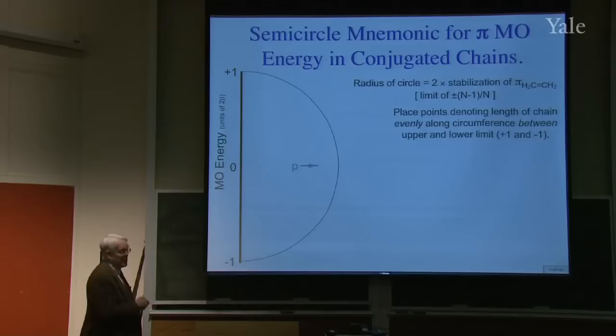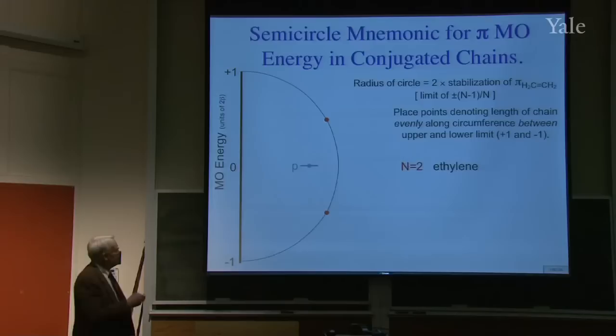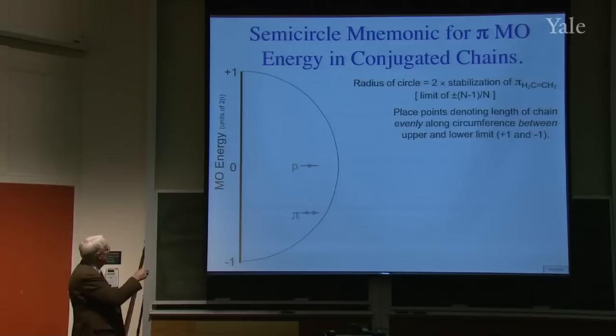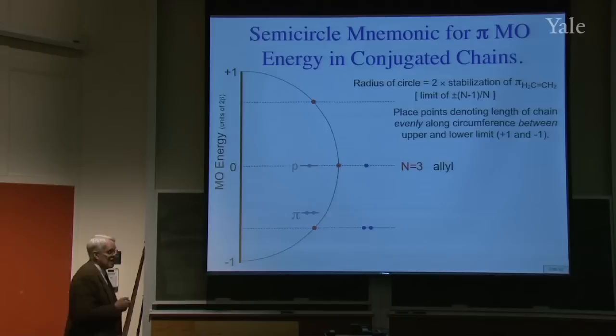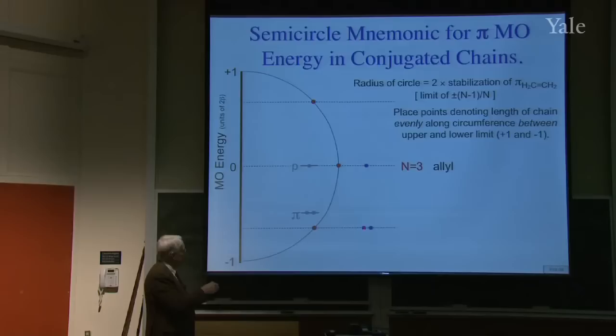That was definition, actually. Okay, now we take ethylene, so we put 2 evenly spaced points along here to divide it into 3 along the circumference, right? And now we can put 2 electrons in ethylene, and that's the energy they'll have in a pi orbital. Okay, it's 1/2, halfway down here. Okay? And now we take n equals 3. That's the allyl system. Put 3 equally spaced dots, right? And they're the energies in the allyl radical. Two of the 3 electrons in the p orbitals are in the lowest energy molecular orbital, and 1 is up here.